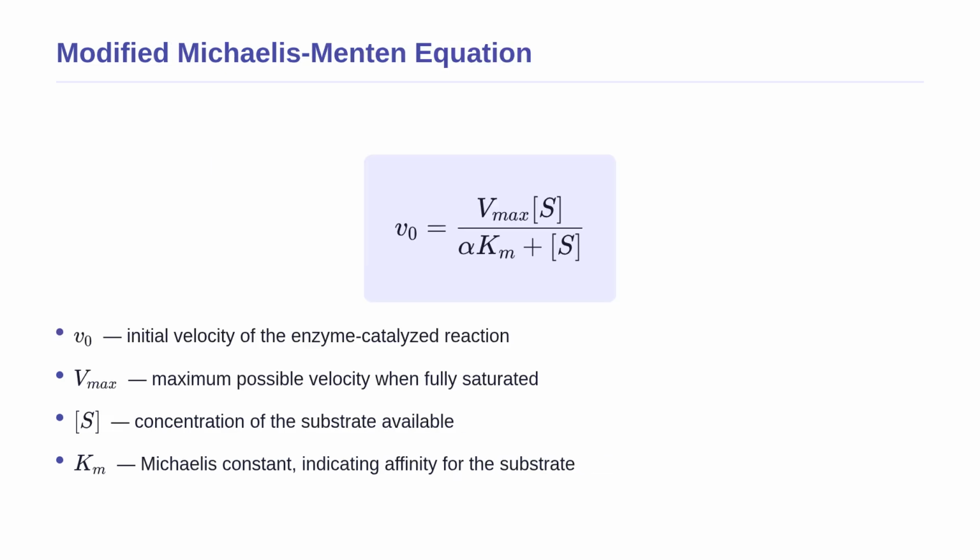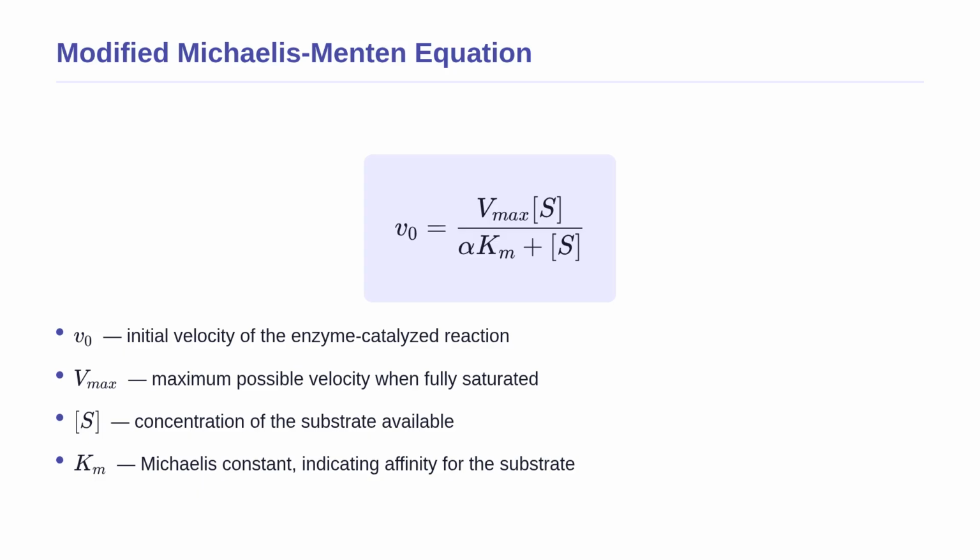Now that we have our modification factor, we can apply it to the standard Michaelis-Menten equation to see how the reaction speed changes. Conceptually, this formula shows us the initial velocity of the enzyme-catalyzed reaction when a competitive inhibitor is present. The symbol V0 represents this initial velocity. Vmax represents the maximum possible velocity when the enzyme is fully saturated.